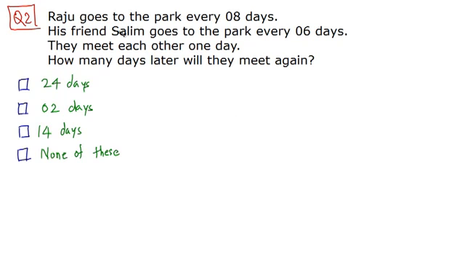So let's talk about Raju first. So we have Raju, and he goes to the park every 8 days, it is given. So let's say today is the point of reference, and after 8 days he'll come again. Then he'll come after 16 days if we take today as the point of reference. Then after 24 days, basically this is multiples of 8. So 8 times 3 is 24, 8 times 4 is 32, then 40, and so on.